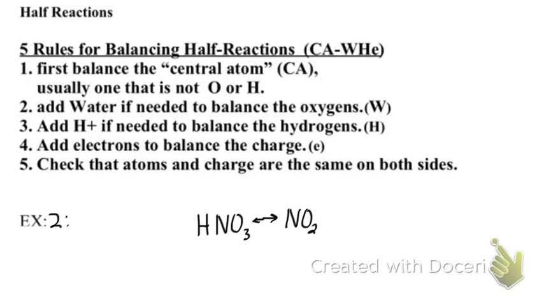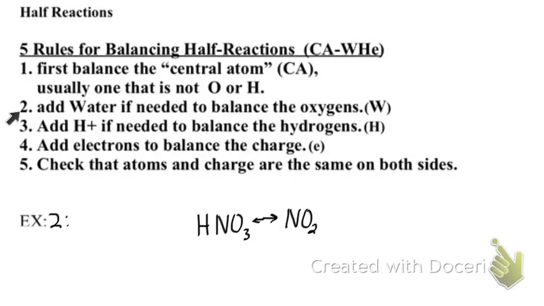Alright, so we're going to do another example. This will be example number 2. With example number 2, we have nitric acid turning into NO2, so nitrogen dioxide. What we're going to do here is we're going to start by first balancing the central atom. Fortunately, in this case, we have 1 nitrogen on this side and 1 nitrogen on this side. So our reaction, or at least the central atom, is balanced.